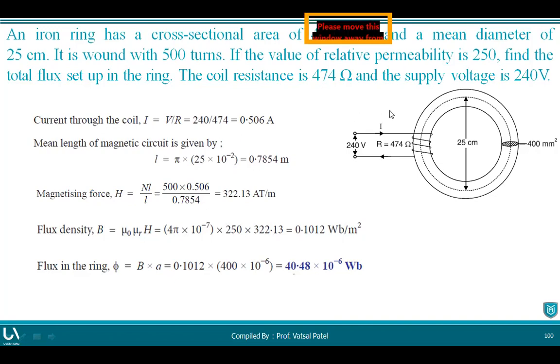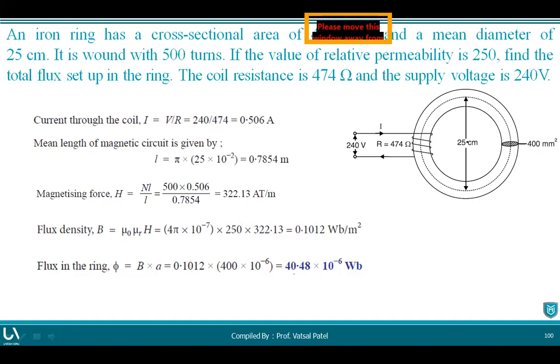We want to identify the mean length, but the mean diameter is given here as 25 centimeter. So the mean length L is equal to pi into d. That is the conversion ratio for the ring. If you have the mean diameter, then you can easily identify the mean length of this ring.